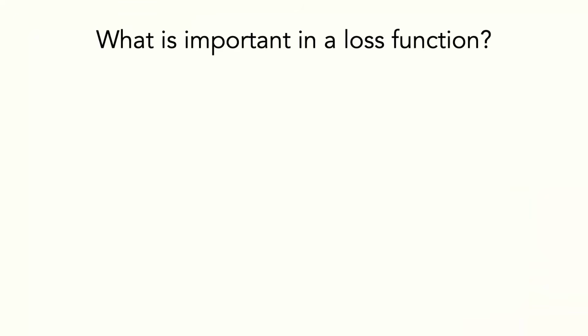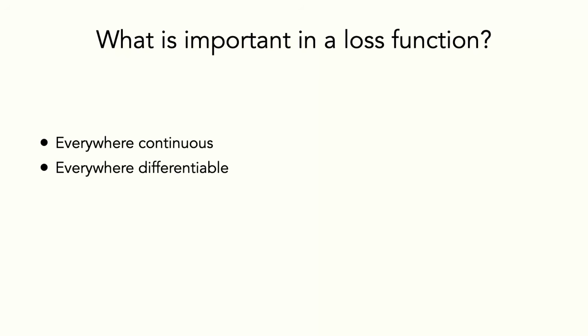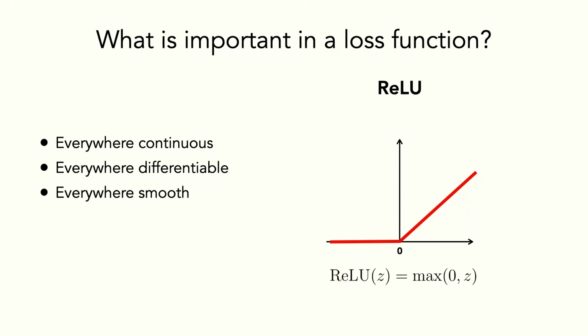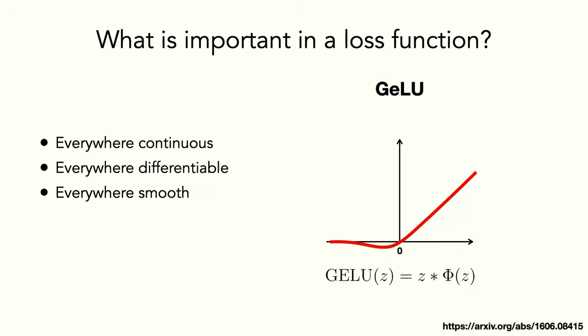So what then is important in a loss function? A few things are consistently showing up. One, though this is of course not required: everywhere continuous. Another one: everywhere differentiable. And the third one would be everywhere smooth. One of the most commonly used nonlinearities is ReLU, and this is everywhere continuous, almost everywhere differentiable, but it's not everywhere smooth, right?